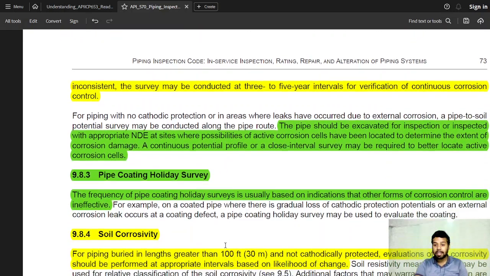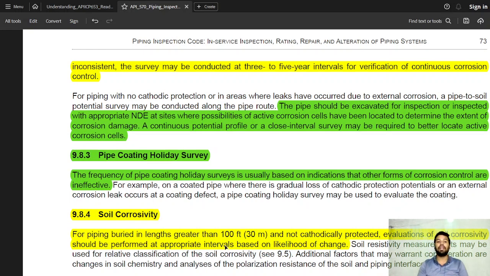The pipe should be excavated for inspection, or inspected with the appropriate non-destructive examination, at sites where possibilities of active corrosion cells have been located, to determine the extent of corrosion damage. A continuous potential profile or close interval survey may be required to better locate the activity of the corrosion cells. So sometimes pipe needs to be excavated. First, we'll need to understand how many active corrosion cells there are. Active corrosion cells basically means which area is acting more anodic and which area is acting more cathodic. Once we identify this, then we can take some corrective actions.